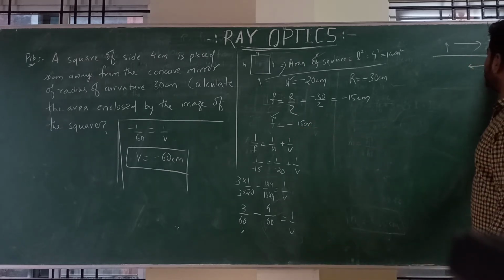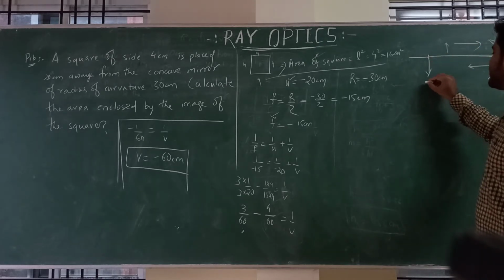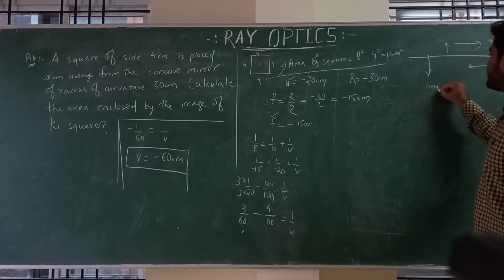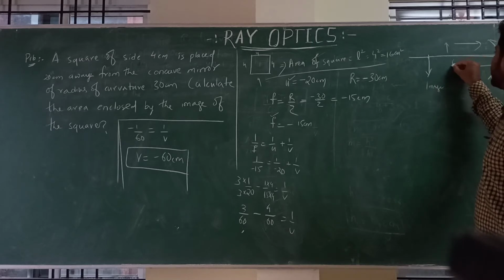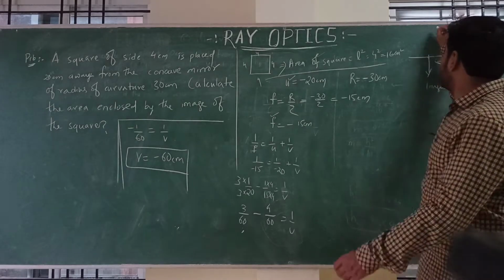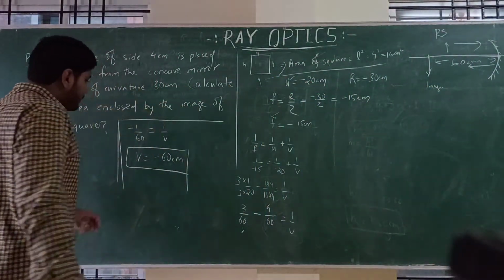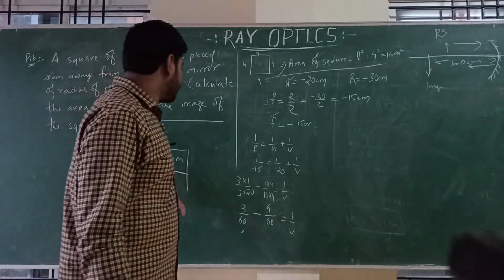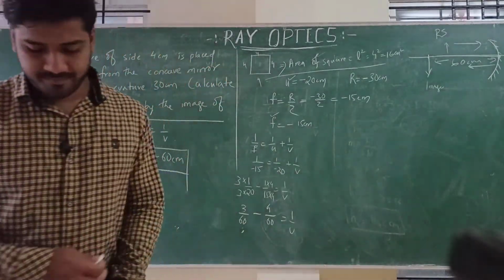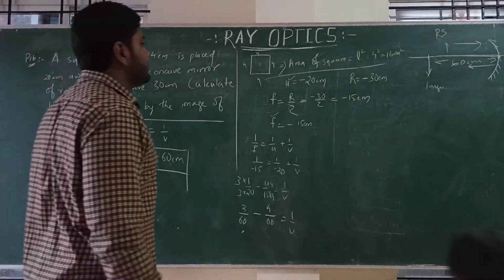With the pole somewhere here, the image is at 60 centimeter from the pole on the reflecting side. I think you understood this. So V is at minus 60 centimeter.